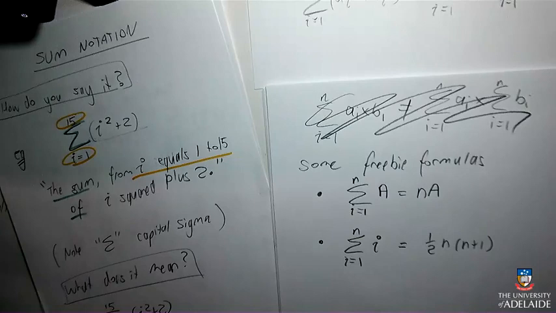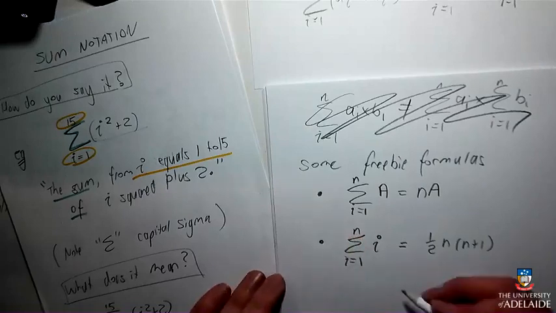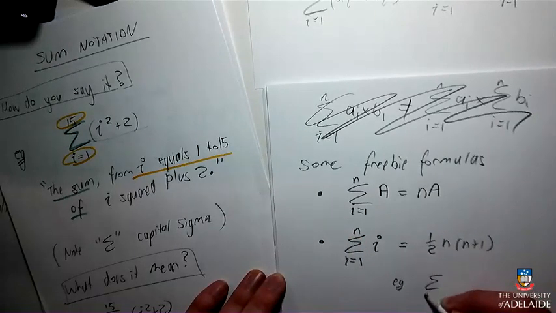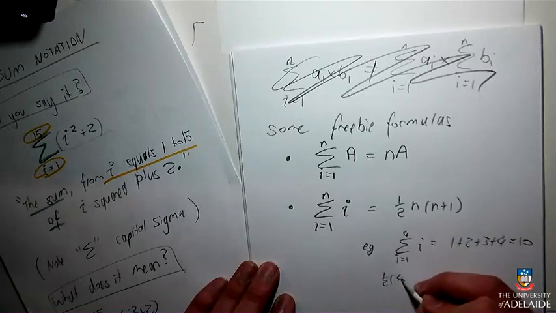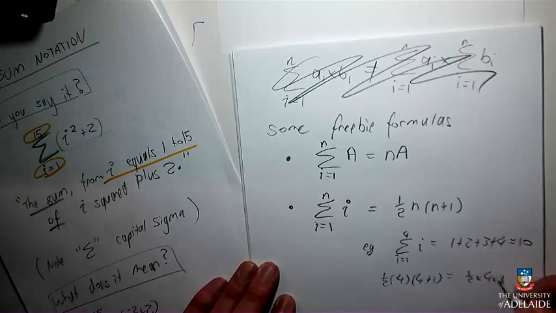So if I go 1 plus 2 plus 3 plus 4, 1 plus 2 is 3, 3 plus 3 is 6, 6 plus 4 is 10. 1 plus 2 plus 3 plus 4 is 10, and that would be the sum from i equals 1 to 4 of i. I'm just going to actually do it as an example. That's this, 1 plus 2 plus 3 plus 4, which is 10, and half of 4 times 4 plus 1 is a half times 4 times 5, which is 10. It works, well, it works for n equals 4 anyway.